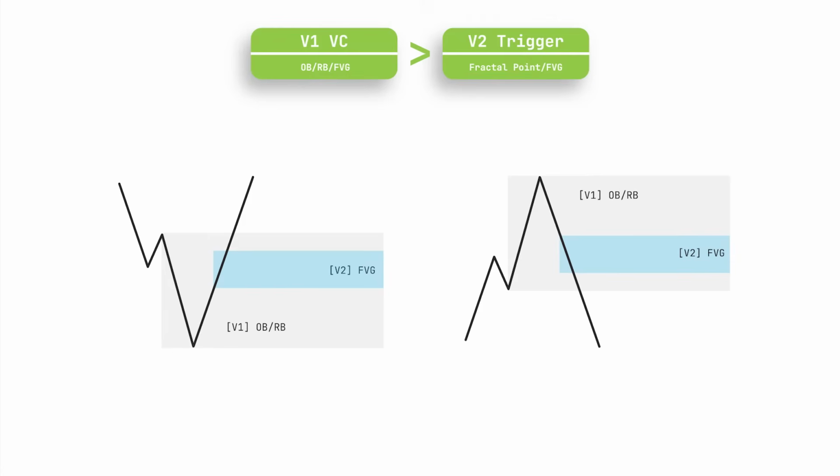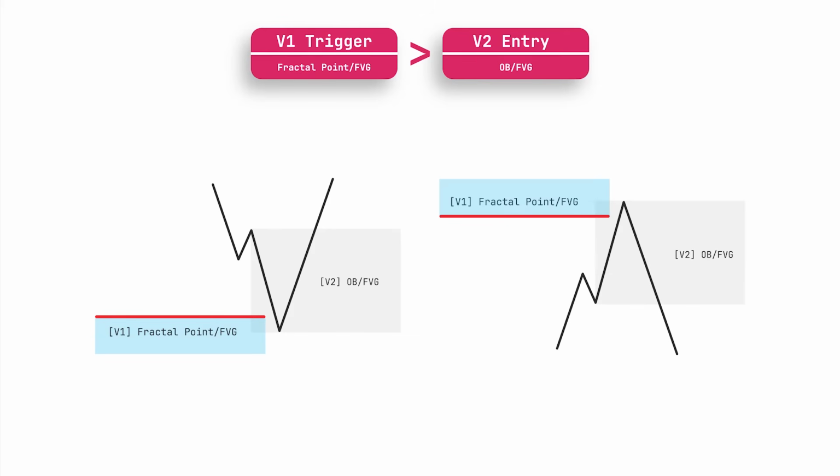Now, the last 2 logical elements in the execution group remain. Logical element number 5, V1 trigger greater than V2 entry. Here, the first variable can be either a fractal point, which we also call IDM, or a fair value gap, and the second variable, depending on the trigger, must perform either a liquidity raid or rebalance the FVG on a lower step in the timeframe system.